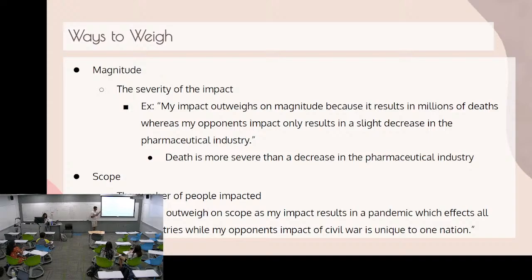Then you have something called scope, which is the number of people impacted. So I outweigh on scope because my impact results in a pandemic which affects all countries, while my opponent's impact of civil war is unique to one nation.